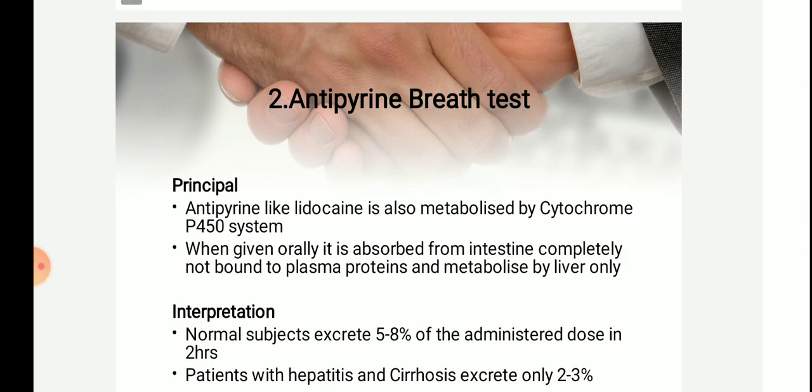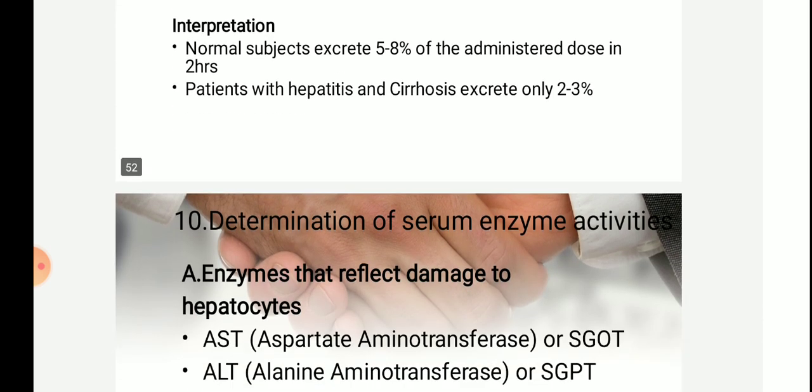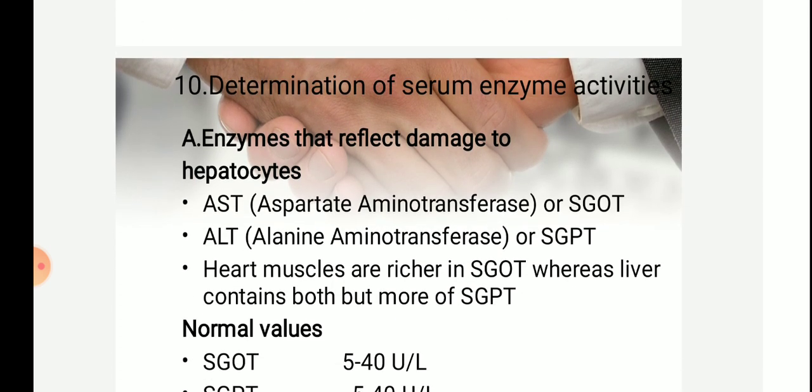So antipyrine breath test, what is the principle here? Antipyrine, like lidocaine, is also metabolized by cytochrome P450. When given orally, it is absorbed from the intestine completely, not bound to plasma proteins, and metabolized by the liver only. Interpretation: normal subjects excrete 5 to 8% of the administered dose in 2 hours. Patients with hepatitis or cirrhosis excrete only 3%. So that is how you interpret this.